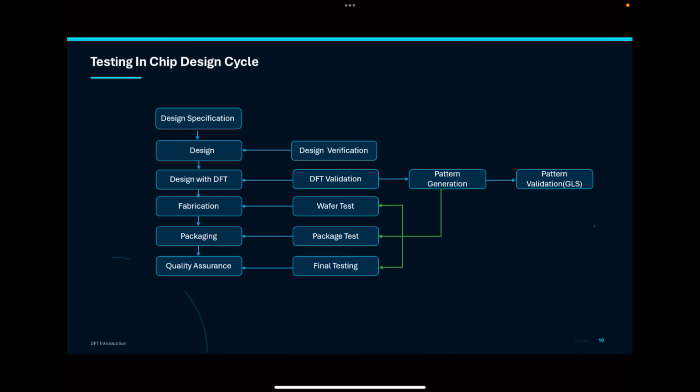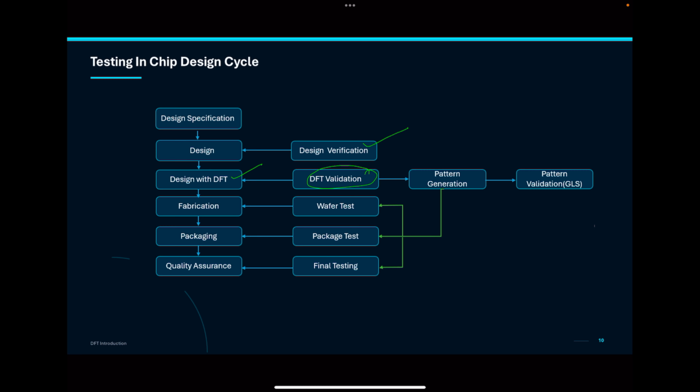So where does testing fit into the chip design cycle? The real question is, where doesn't it fit? It all starts with the design specification, where we define what the chip needs to do. Engineers then create the design, but before moving forward, we ask, does it actually work as intended? That's where design verification comes in. Next, we add design for testability features, making the chip easier to test later. Once these features are inserted, we validate them to ensure they are ready for manufacturing.